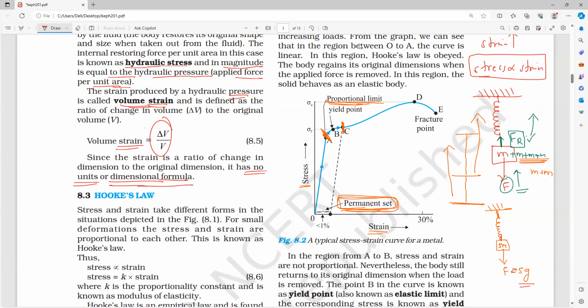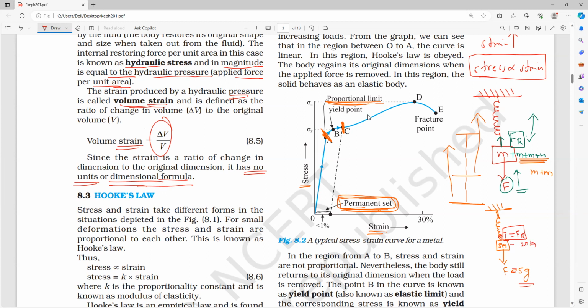Now upward also, the stress is equal to what? Tension. The applied FR. FR means what? Restoring force is equal to tension in the string. Am I right? Yes or no, guys? Please respond. So now 5 kg becomes 10 kg, 10 kg becomes 15 kg, maximum 20 kg.